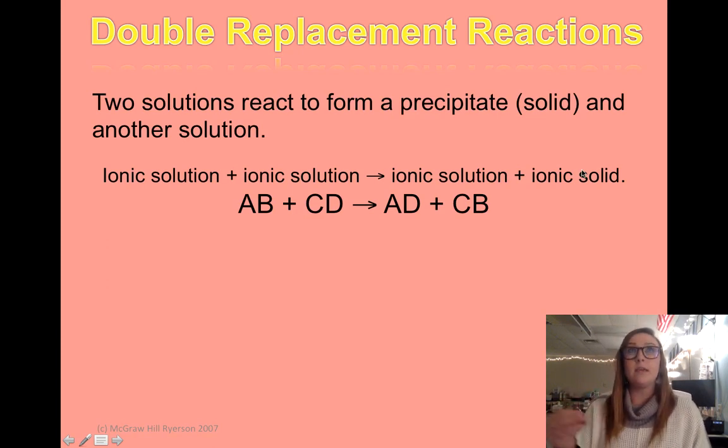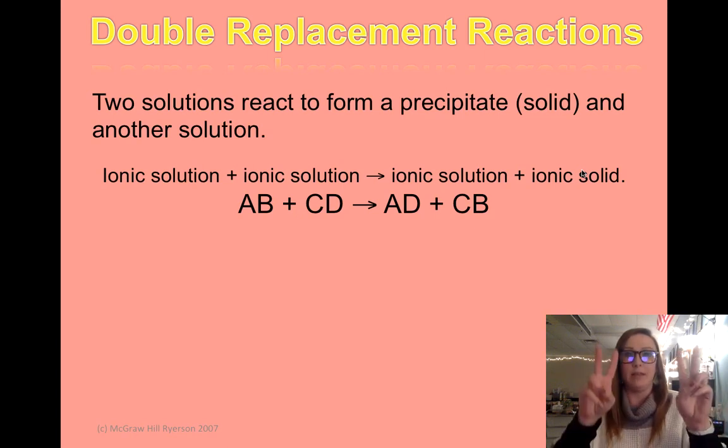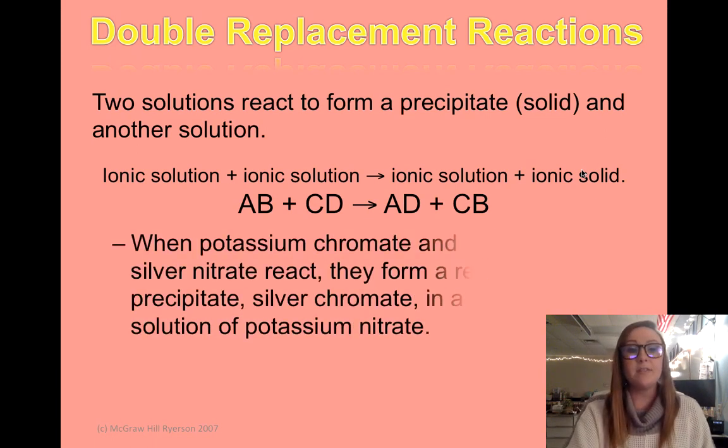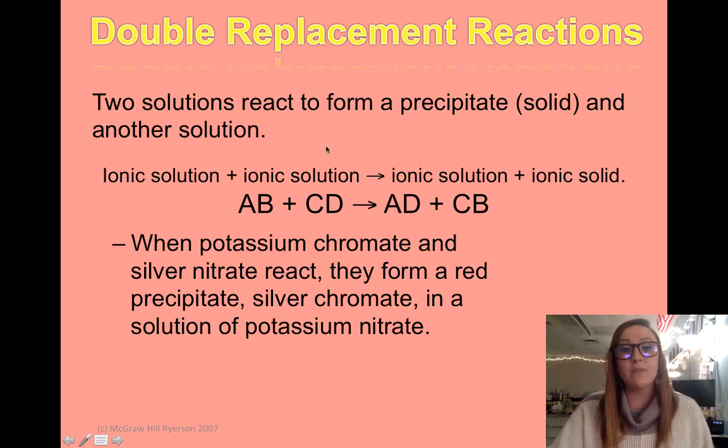So I want you to think about the lab that we did last class, as in the Nearpod. You had a solution and you added a solid, and what did you get at the end? You got a solid and a solution. So kind of similar here, but this is when we have two different solutions or liquids, we get another completely different identifiable liquid, and we get a solid. Still represented by AB plus CD yields AD plus CB.